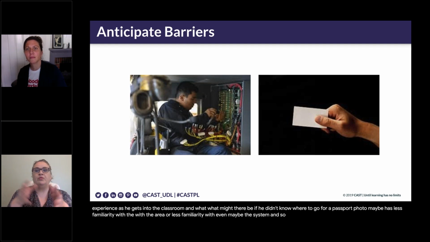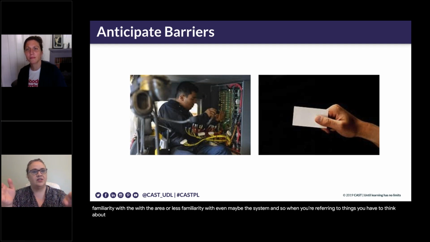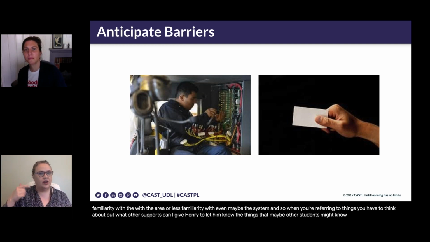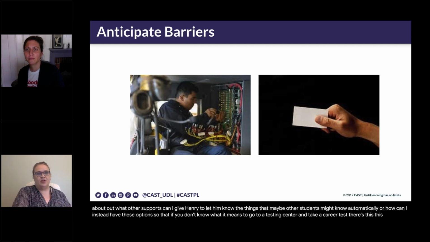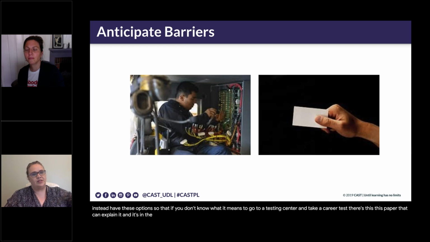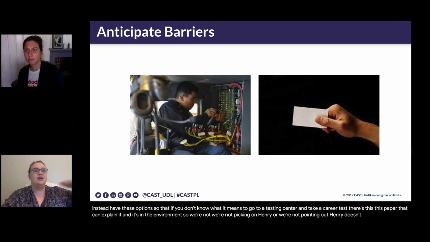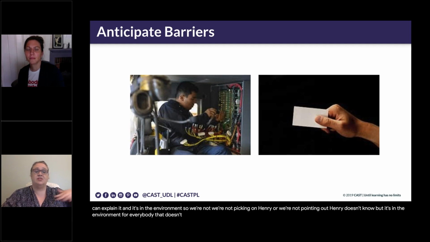And so when you're referring to things, you have to think about, what other supports can I give Henry to let him know the things that maybe other students might know automatically? Or how can I instead have these options so that if you don't know what it means to go to a testing center and take a career test, there's this paper that can explain it, and it's in the environment. So we're not picking on Henry, or pointing out Henry doesn't know, but it's in the environment for everybody that doesn't know, because there might be some other students that also could use that support.